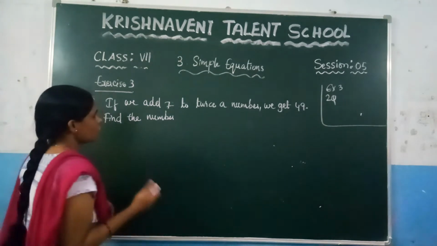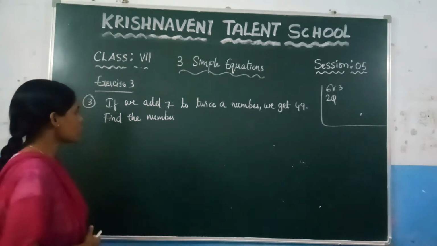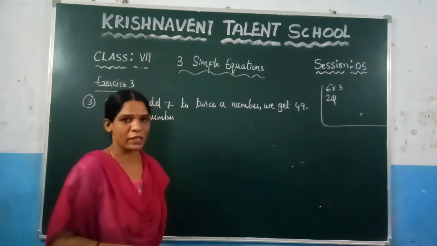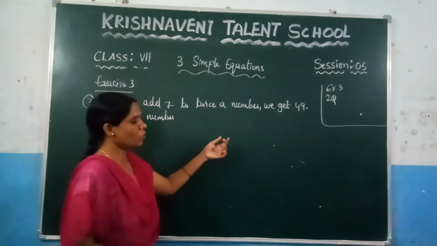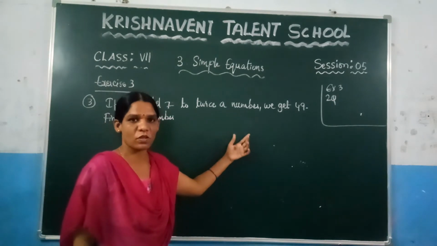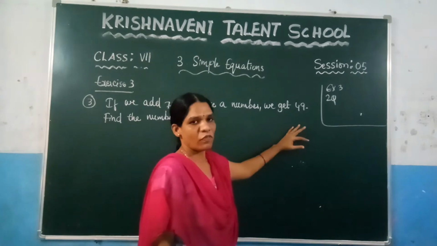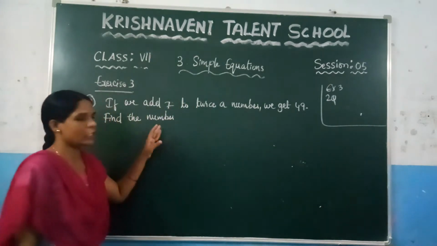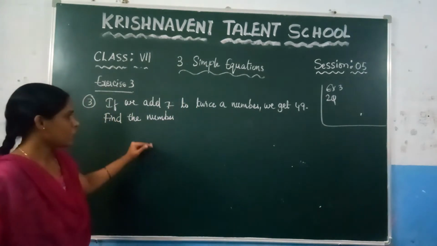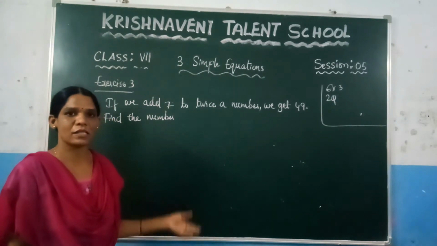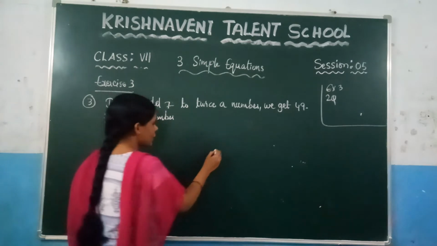Based on this condition, you need to find the number. What is the question they have given? If we add 7 to twice of a number. Before, we discussed that twice of a number is 2 into the number, and they said we get 49. Find the number. Since we don't know the number, let us consider that number as some variable. So let us take that number as x.